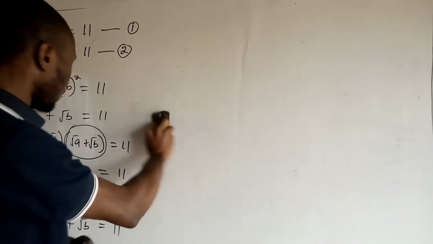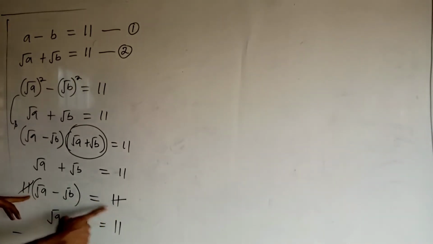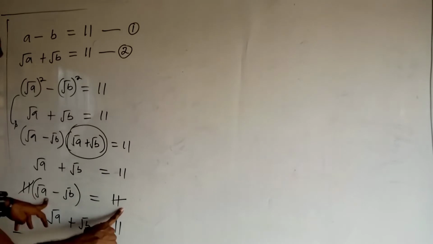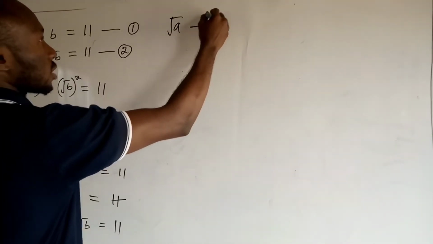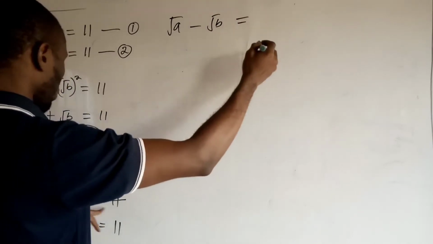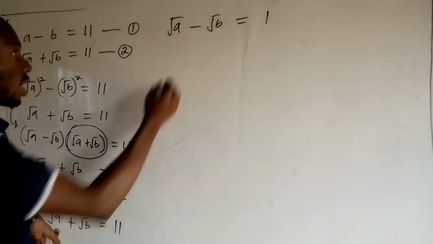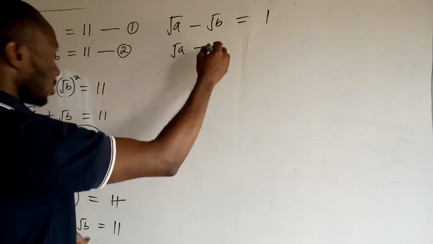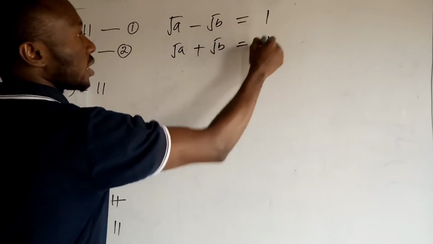At this point, let me take away these. When you divide both sides by 11, you can see this cancels out this. So you're left with square root of A minus square root of B equal to 1, because when 11 divides 11, you have 1. So now you have square root of A plus square root of B equal to 11.